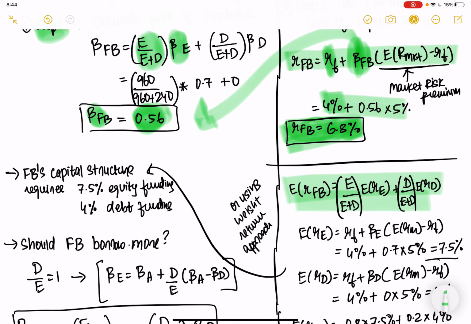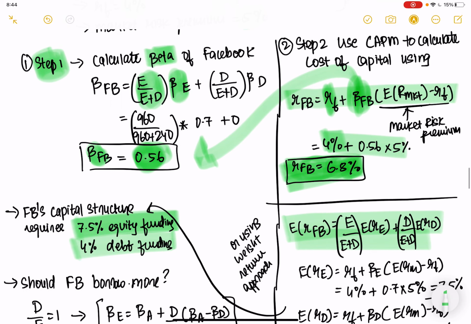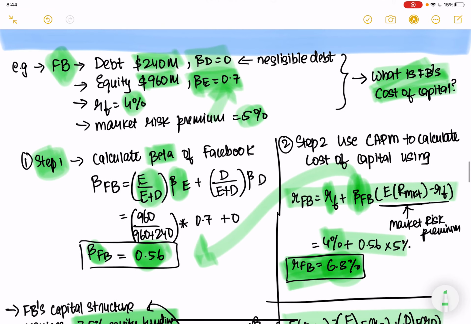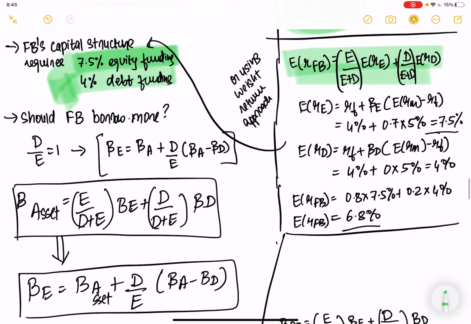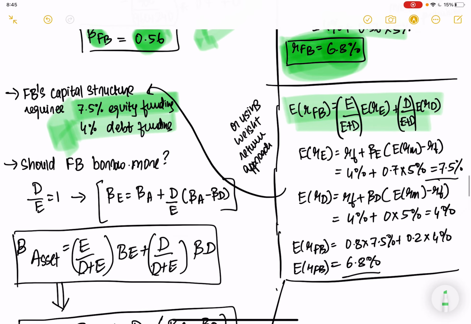So in a sense, Facebook requires 7.5% equity funding expectation and 4% debt funding. But if it used the combined weight, then it would only expect 6.8%, right? Then the question is, should Facebook just keep borrowing more, because then its expected cost of capital goes down? So if Facebook were to borrow more, what would happen? And how did I get this 7.5 and 4%?